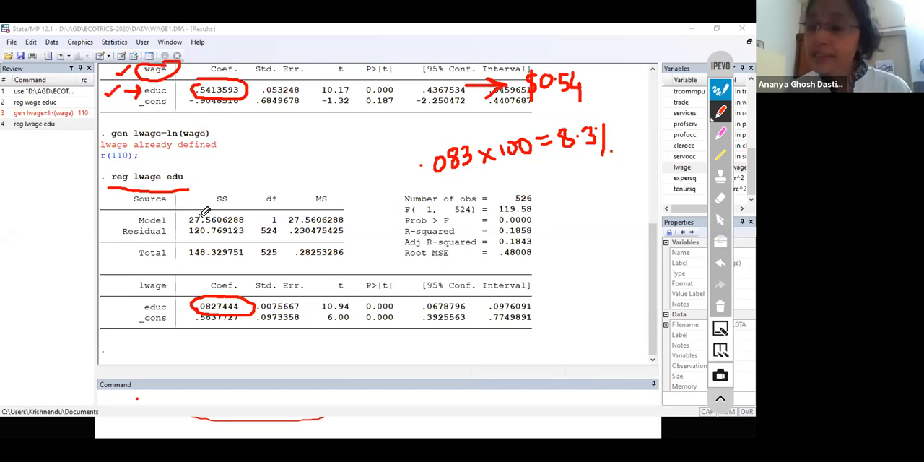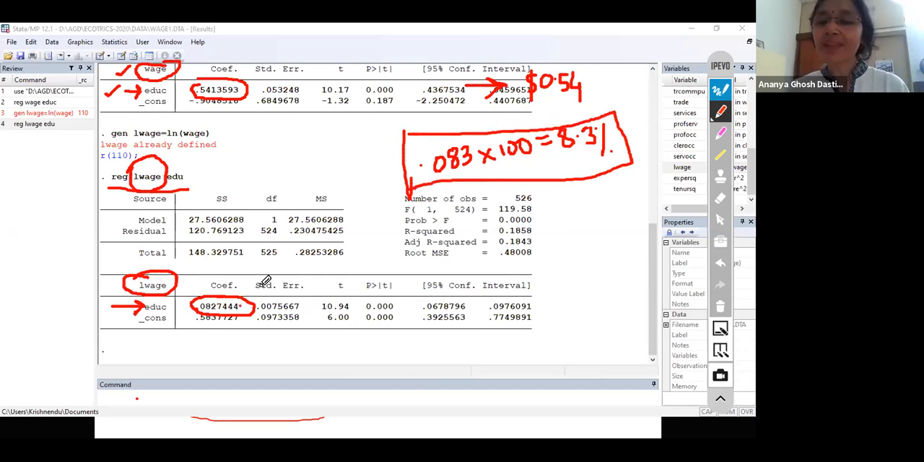Now look at this model where you have taken logarithm of wage and you're regressing that on education. So dependent variable in log form, but explanatory variable in level form. What do you do here? You take your beta hat.